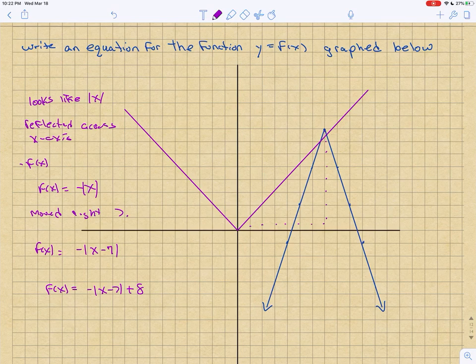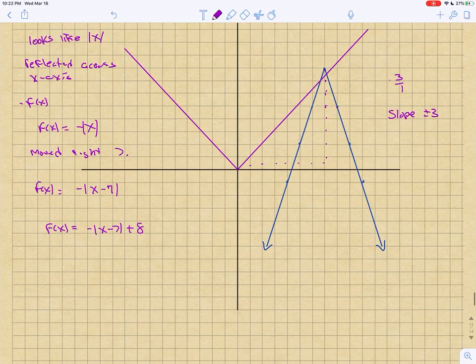What is the slope here? Let's see. 1, 2, 3, 1. 3 over 1. Slope is either plus or minus 3 depending on the side. So it must have a vertical stretch, right? Because it looks like it stretched this whole thing. So here is the answer. That is my final answer.